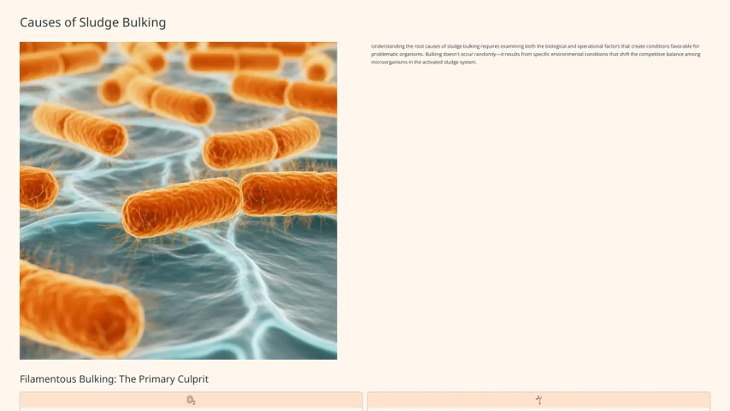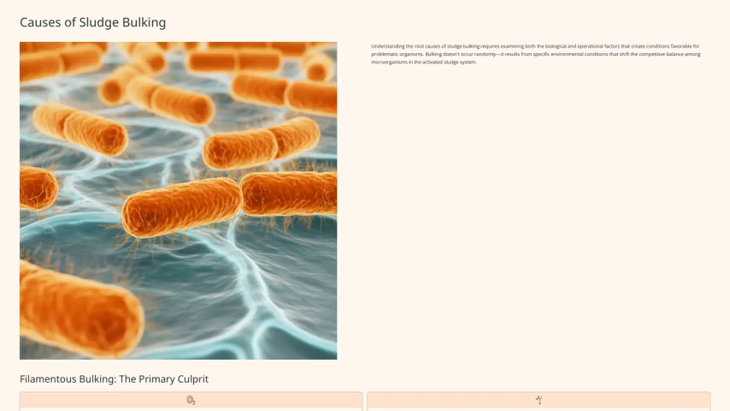One of the main culprits is filamentous bulking. When dissolved oxygen levels drop below around 2 milligrams per liter, filamentous bacteria gain an advantage over the flock-forming bacteria we want to dominate. These filamentous organisms have adapted to thrive in low-oxygen microenvironments by extending their filaments to reach oxygen at the surface of the flocks. Poor aeration, high organic loads, or equipment failures often cause these low oxygen conditions.